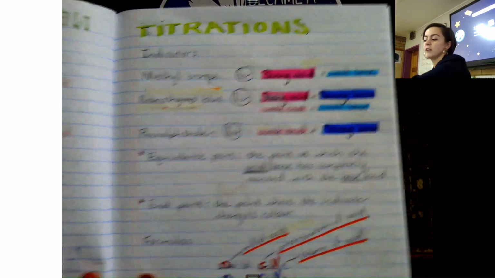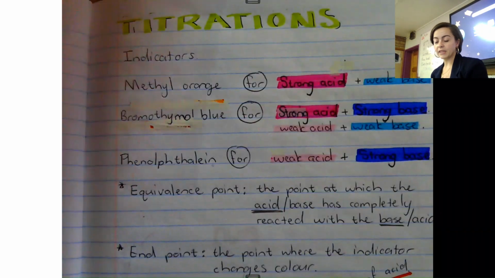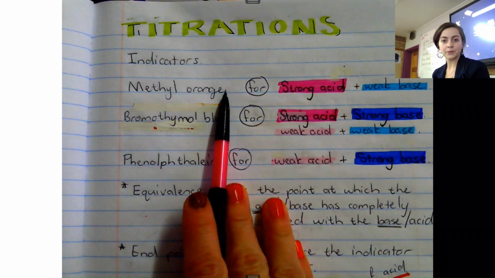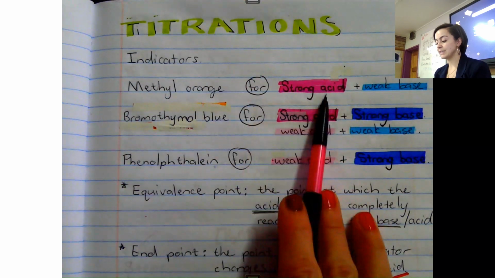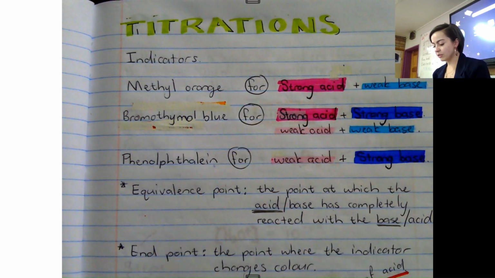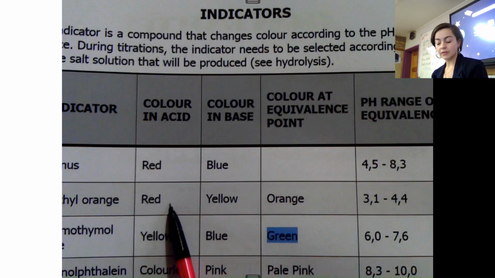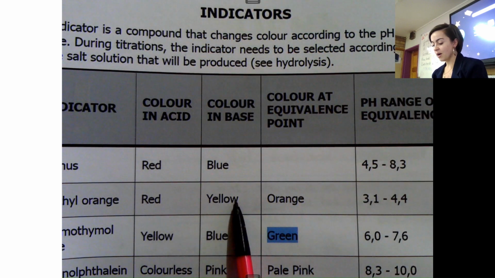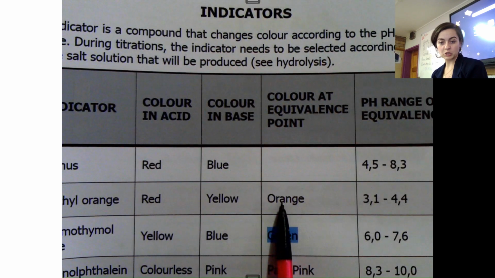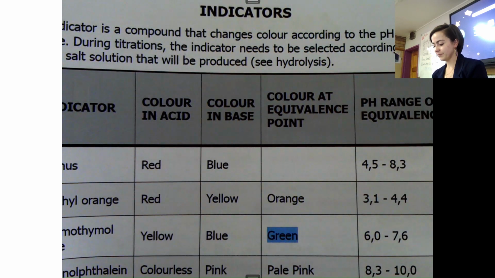So which indicators do we use when? Well, if I use methyl orange, okay, it would be if I am titrating a strong acid with a weak base. Why? Because methyl orange is red as an acid, yellow as a base, but orange at its equivalence point. Okay, so the moment that it goes orange, I know, boom, they have been completely neutralized.